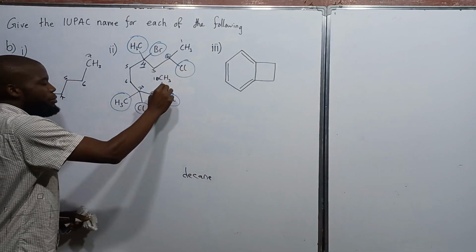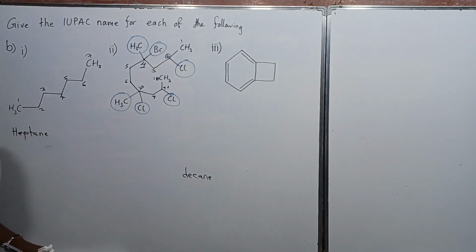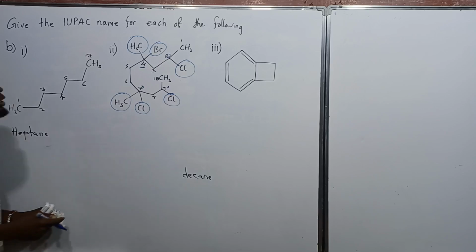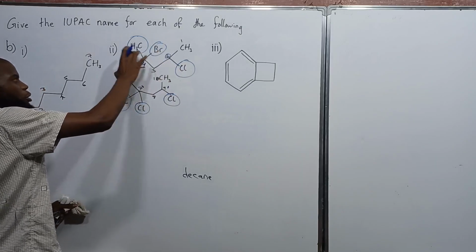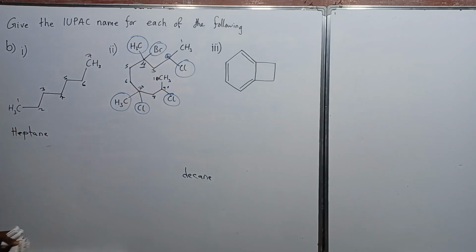So even at carbon number 9. In naming substituents, we follow alphabetical order. So now, in total, you have a bromo, a chloro, and a methyl. There are only 3 different types of substituents attached. We have a bromo that is attached. We have a chloro. We also have a methyl that is attached.